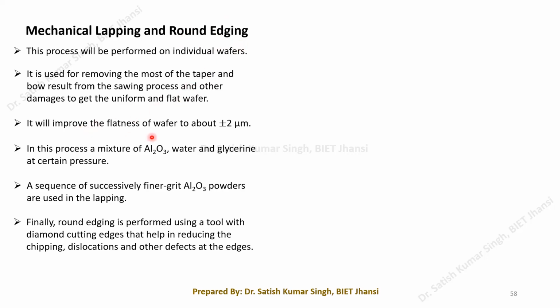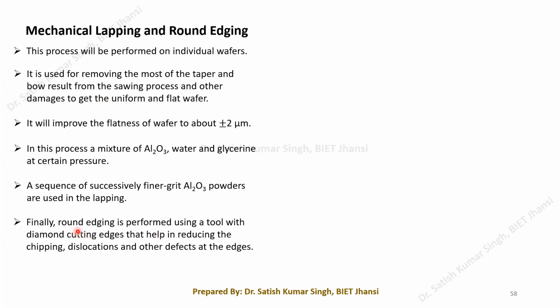In this case, we have to apply a mixture of aluminum oxide with water and glycerin at a certain pressure. After applying this, a certain reaction will take place, and due to the pressure, this is going to remove most of the tapering and the bow. By applying this particular mixture of aluminum oxide, water and glycerin, that will be removed.